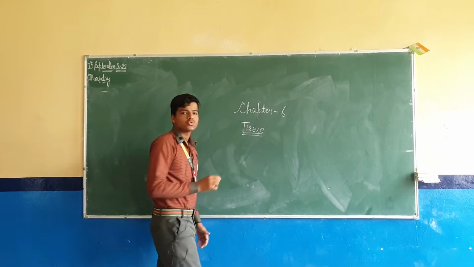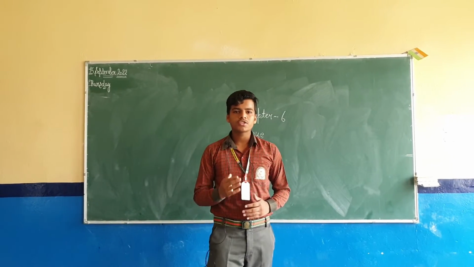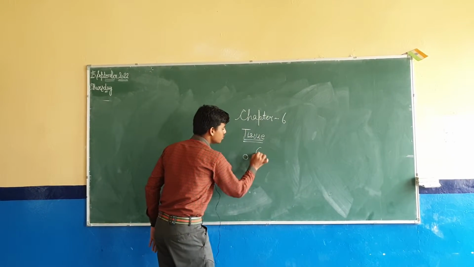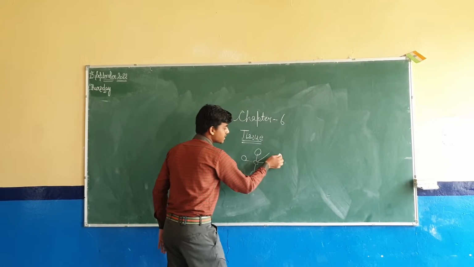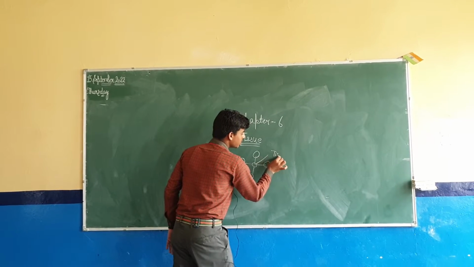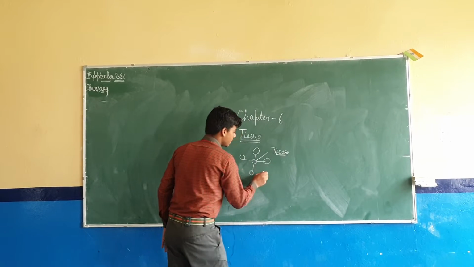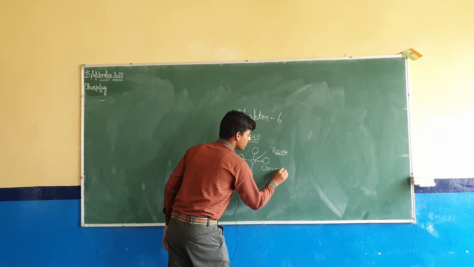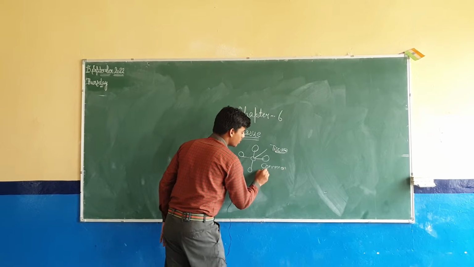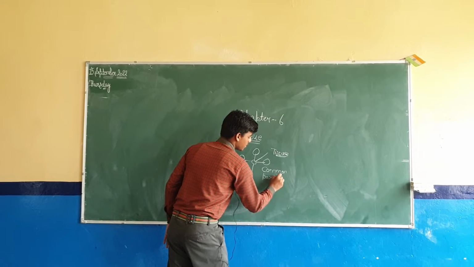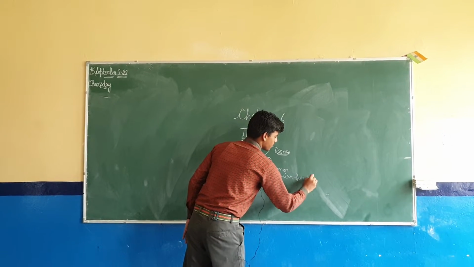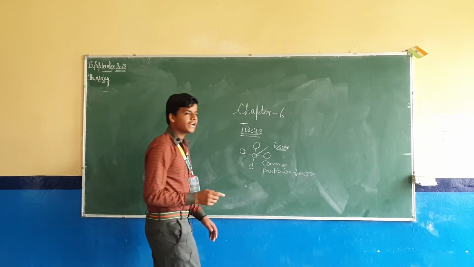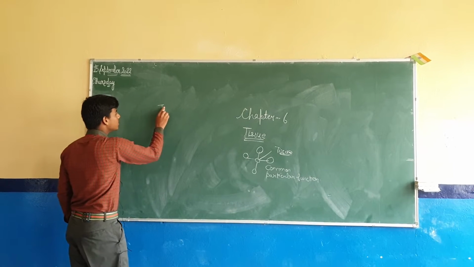So what do you mean by tissue? A tissue is a group of more than one cell that are common in features and specialized for a particular function. Now tissue is categorized into two parts.